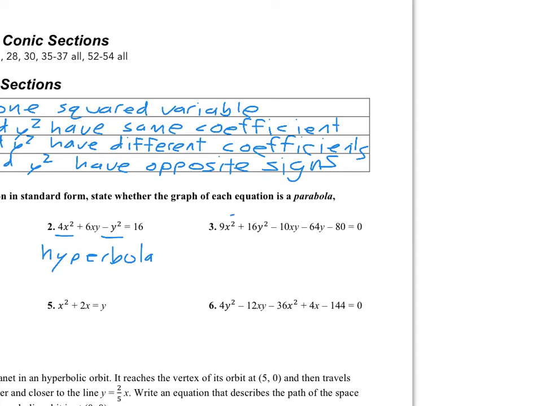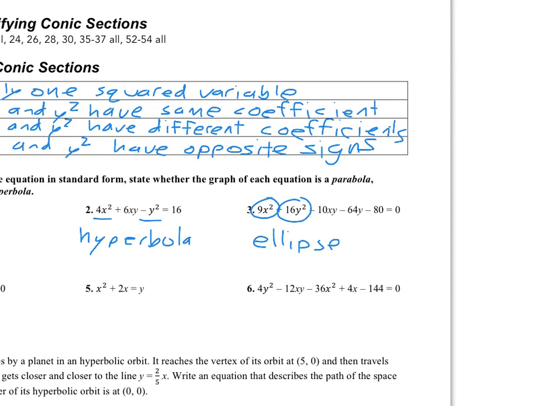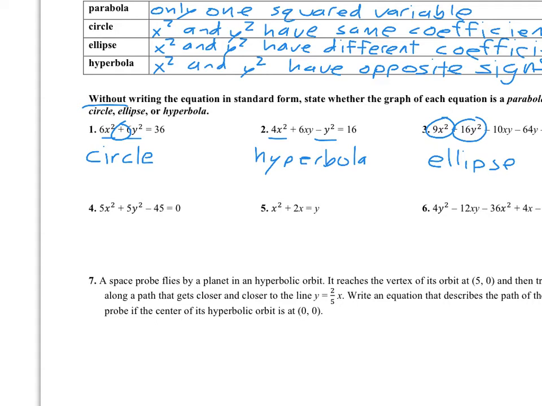Okay, so again, only look at the squared terms. Okay, they're both squared. It's not a parabola. It's plus, so it's not a hyperbola. They don't have the same number, so this is an ellipse. Okay, number 4, similar to number 1. They both have the same coefficient, and it's positive, and they're both squared. This is a circle.